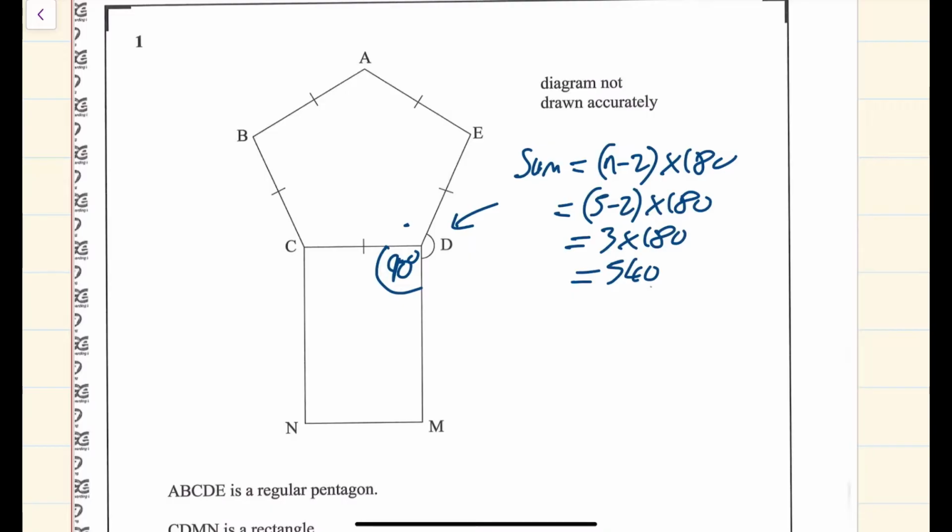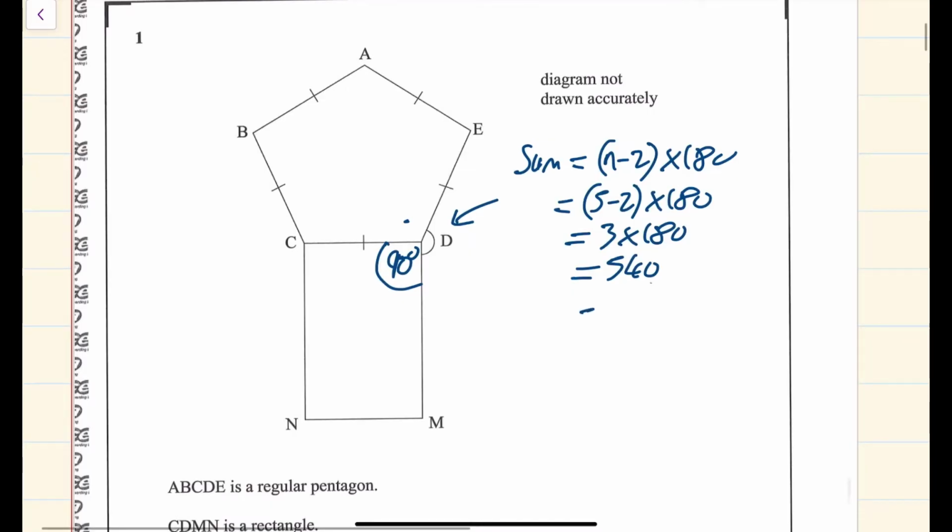So that's for all 5 of the angles. Now, if it's a regular pentagon, then all angles are the same. So do 540 divided by 5. 500 divided by 5 would be 100. 40 divided by 5 would be 8, so 108 degrees. So this angle in here is 108 degrees.